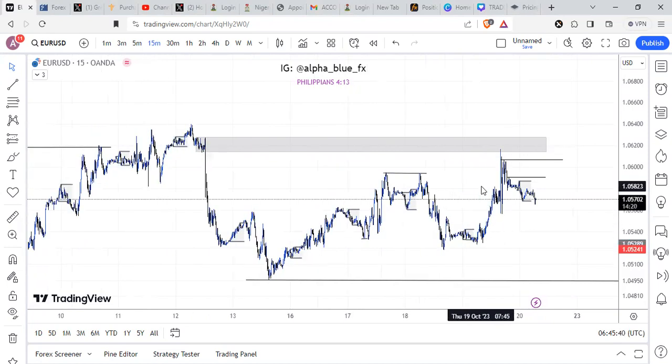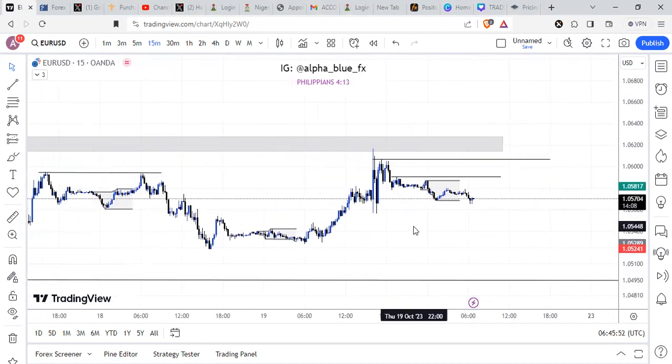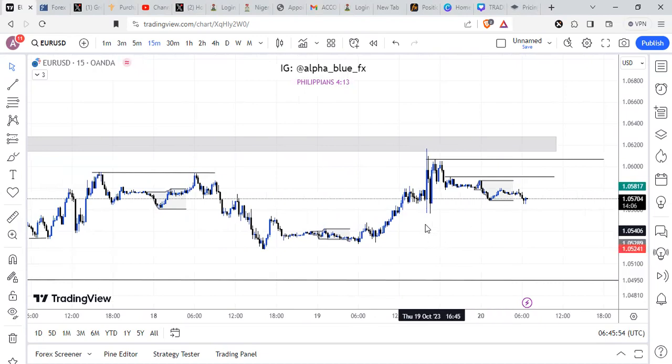I saw the market pushing up. I wasn't even interested because it wasn't enticing to me. And you see this move that price came to tap this area here. It was actually created by the news.